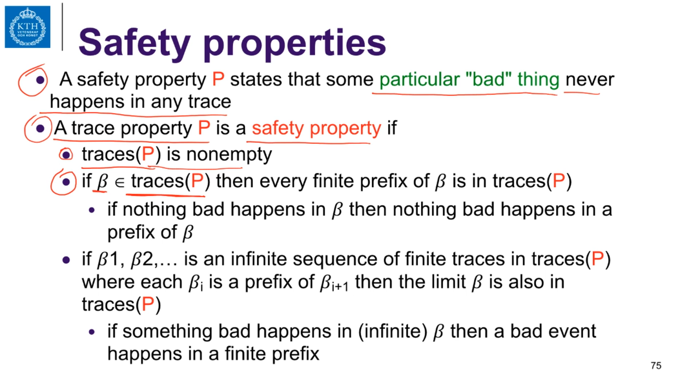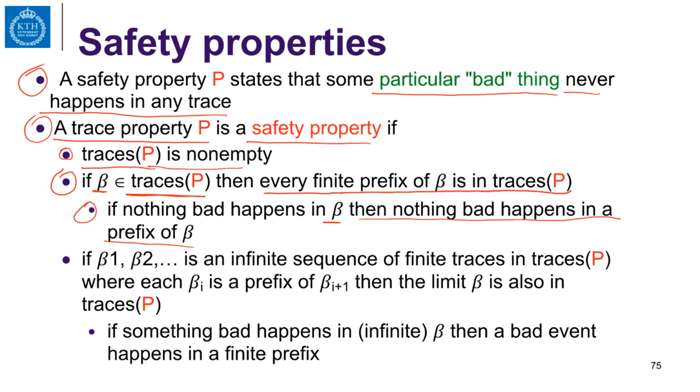Then every finite prefix of beta is also in the trace of B. This is saying that if nothing bad happens in beta, then nothing bad happens in a prefix of beta. The next property talks about infinite executions or infinite traces. So we're looking at executions that are infinite, and we're looking at the traces of these executions.